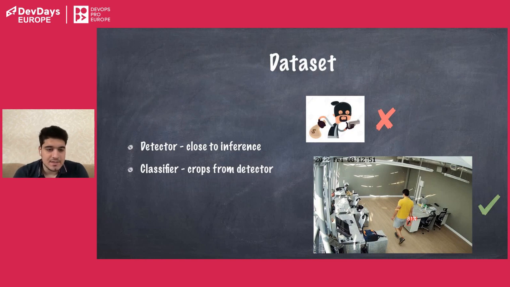With this technique, our classifier can understand if it's a gun, or maybe a cell phone, or maybe it's just something else, just a false alert.